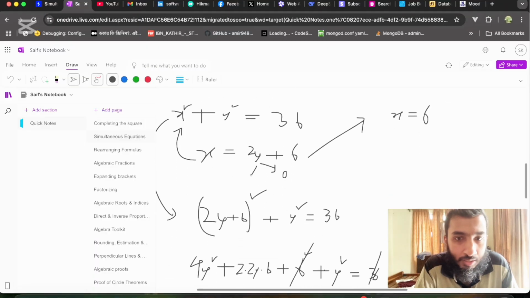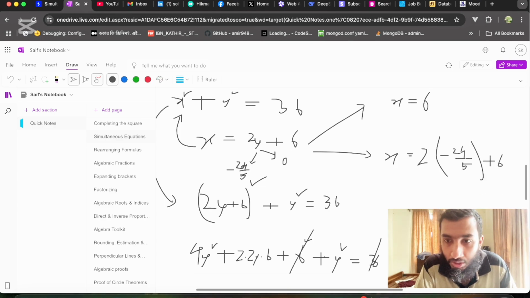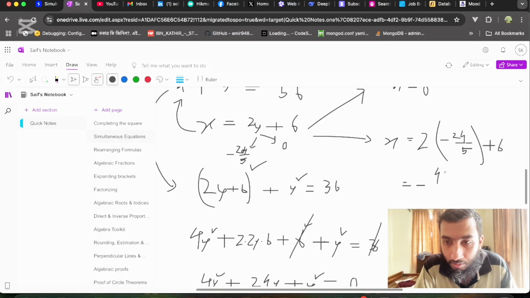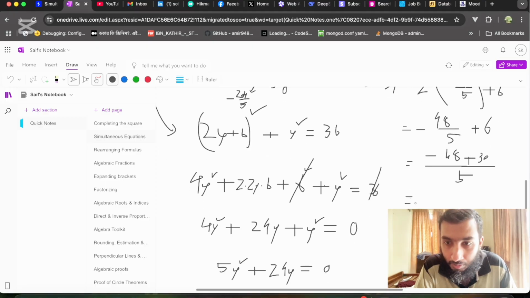Now if y is not 0 and is minus 24 by 5, which we solved, what do I get from here? I get x equals 2 multiplied by minus 24 by 5 plus 6, which is minus 48 by 5 plus 6. So if I take 5 common, I get minus 48 plus 6 multiplied by 5 is 30. So I get minus 18 by 5.